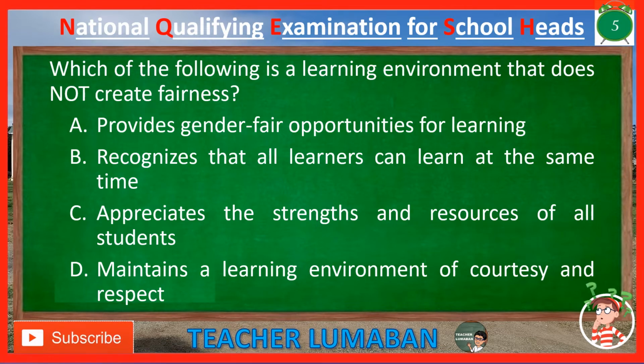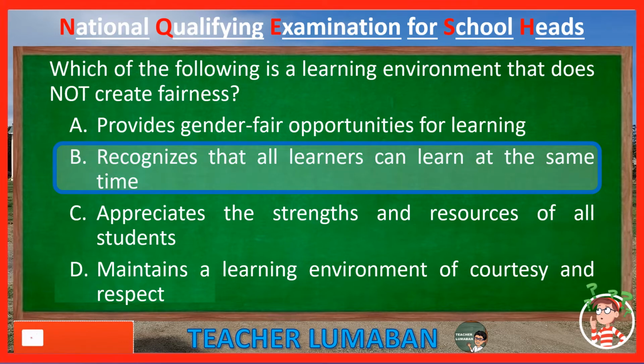5, 4, 3, 2, 1. Letter B is the correct answer. Recognizes that all learners can learn at the same time. Recognizing that all learners can learn at the same time is a learning environment that does not create fairness.